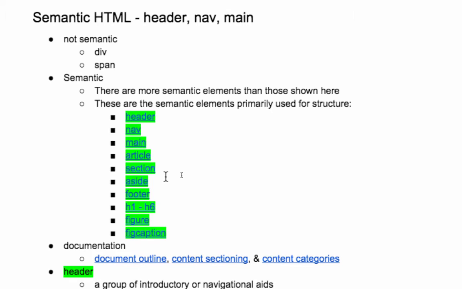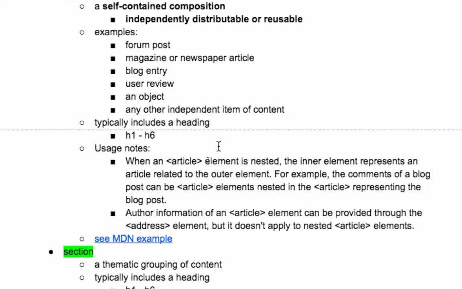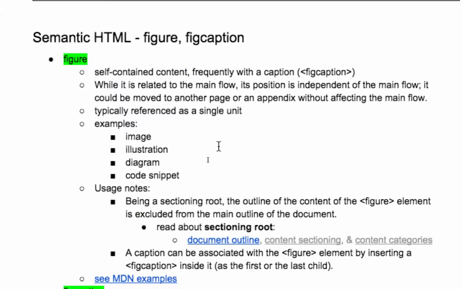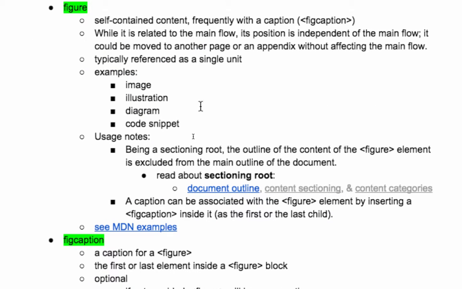H1 through H6, headings, a figure and a figcaption. Figures are for images, graphs, and then you could nest a figcaption inside a figure. Image, illustration, diagram, code snippet. So you can nest a figcaption inside a figure.